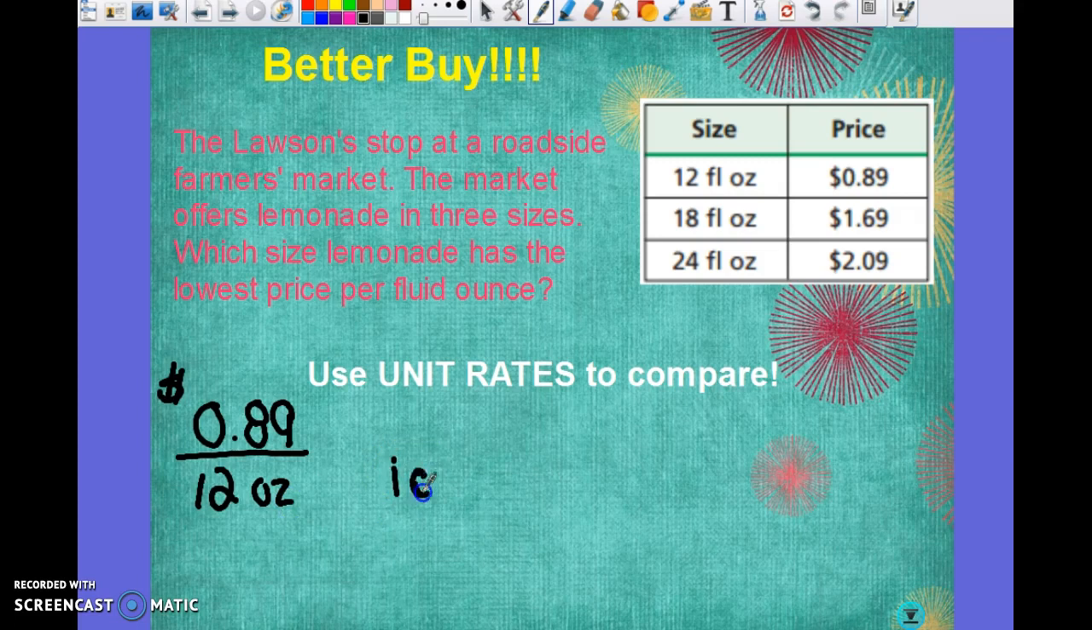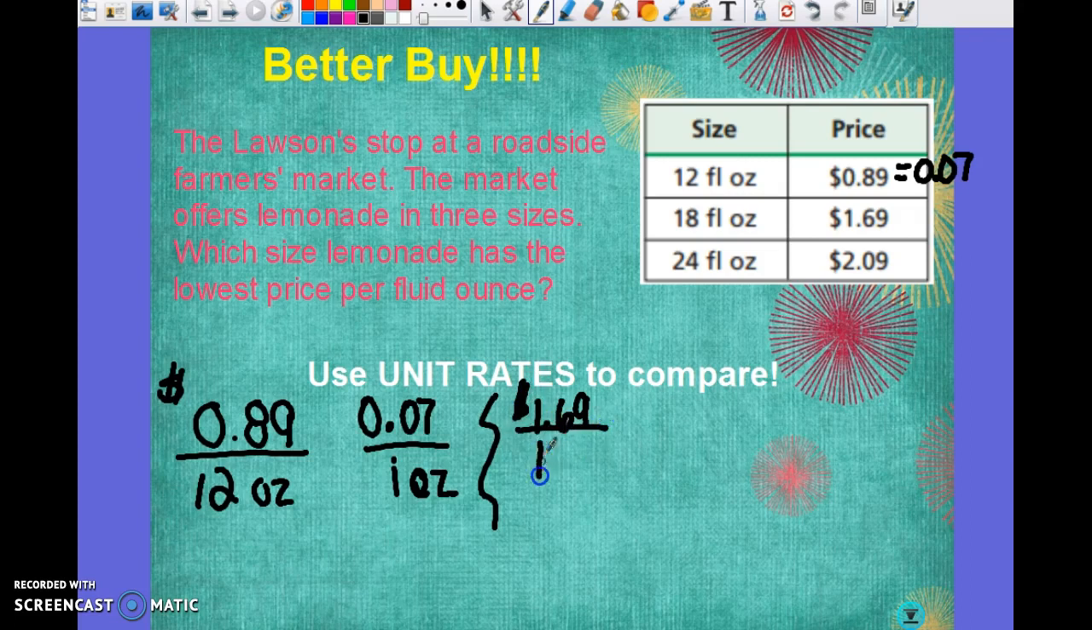So if I want to know for 1 ounce, all I have to do is divide 0.89 divided by 12. And we get a really crazy decimal that keeps going on and on. But we're dealing with money here, so we would round, and it would round to 0.07, which is 7 cents. So that's the first one. So we know here that this one is 7 cents per ounce.